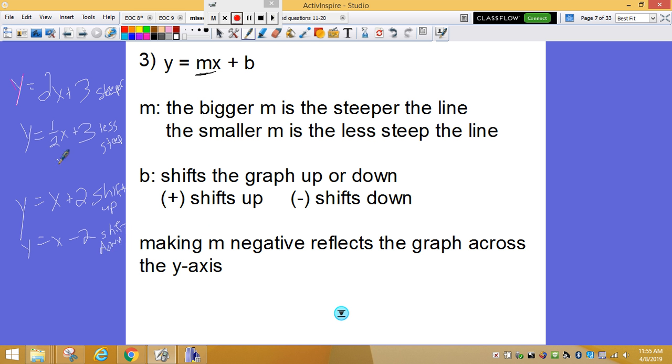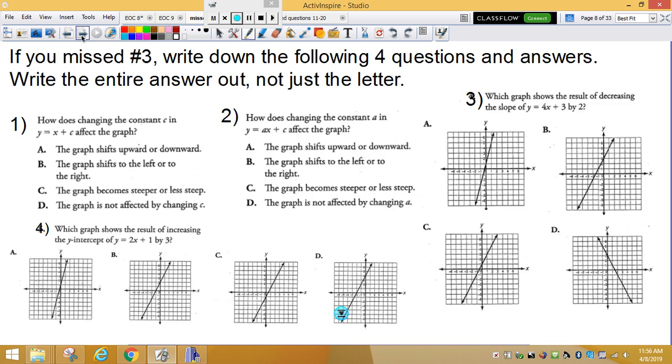And then if you make M negative, so like if this was a negative 1/2, it would reflect it over the y-axis, okay? So if you missed number 3, you need to write down the questions. There's only 4, okay? And you need to write out the answers. And when you write out the answer, I want the whole answer.